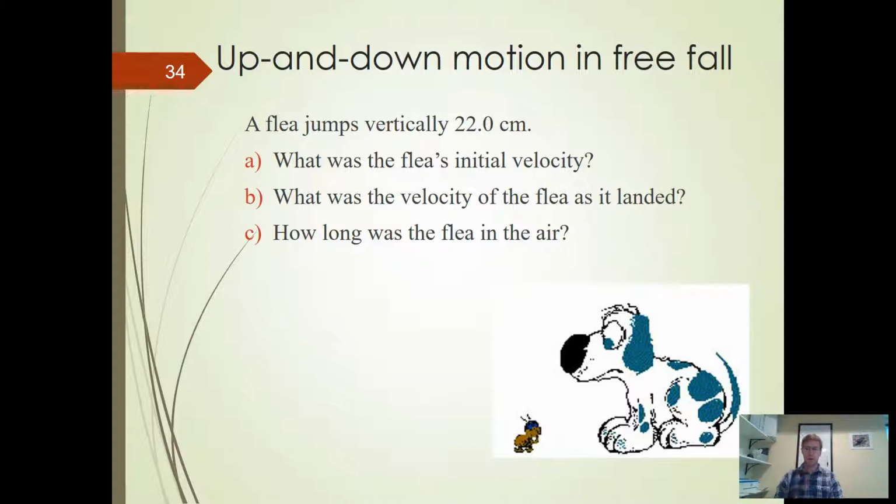So I have three questions I want you to try to solve based on just that information I gave you there and ignoring the influences of air resistance. First of all, what is the initial velocity of the flea? Second, what is the velocity of the flea when it lands? And thirdly, how long is the flea in the air? What's its hang time?